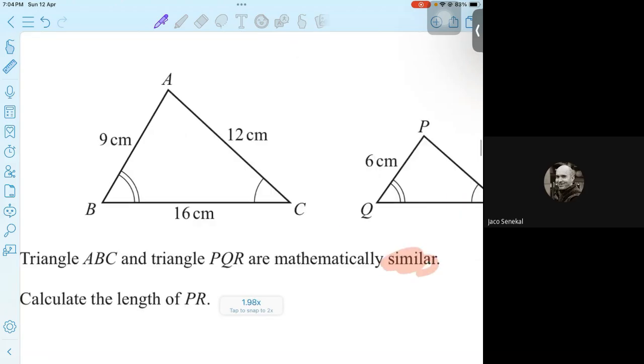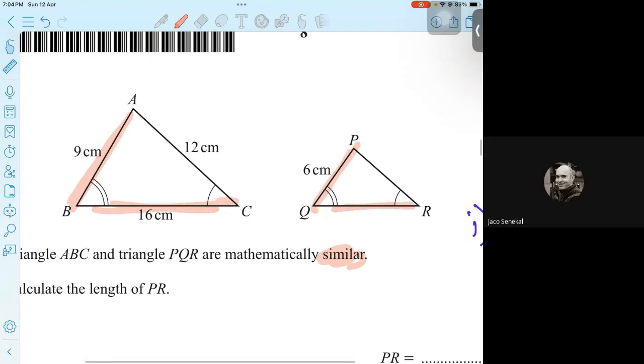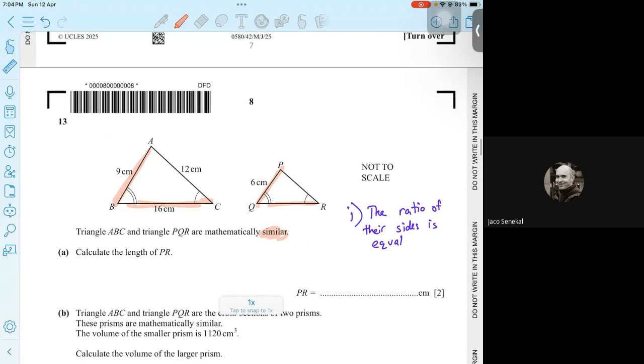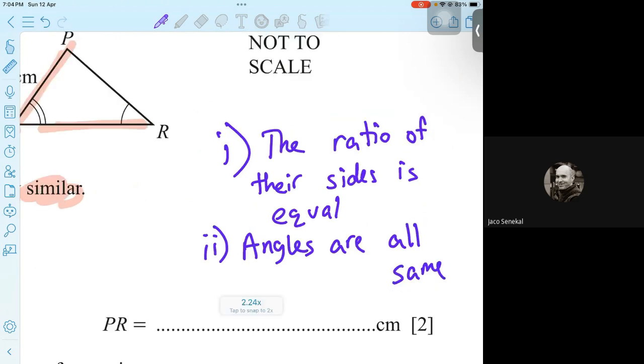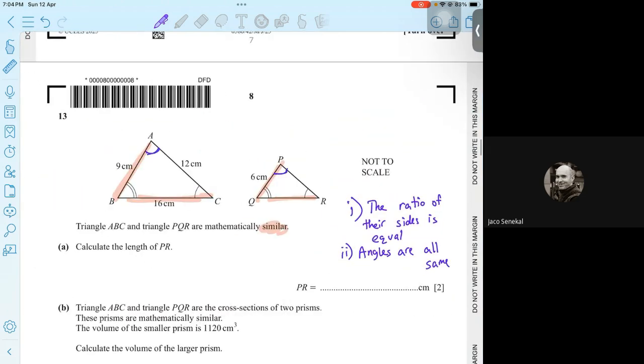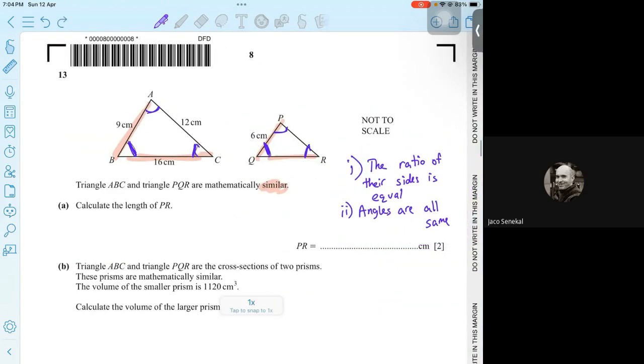That basically means the ratio between this side and this side should be the same as this side divided by this side. The second thing is that their angles are all the same. So this and this angle are the same. This and this angle are the same. This and this angle are the same. These are the 2 properties you have to know and understand when you sit for the exam: in similar triangles, they have the same ratios and the same angles.